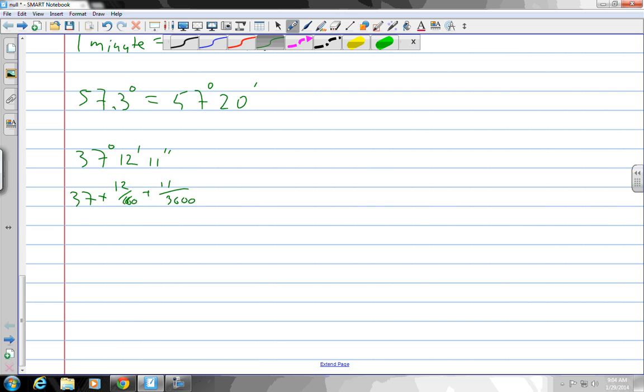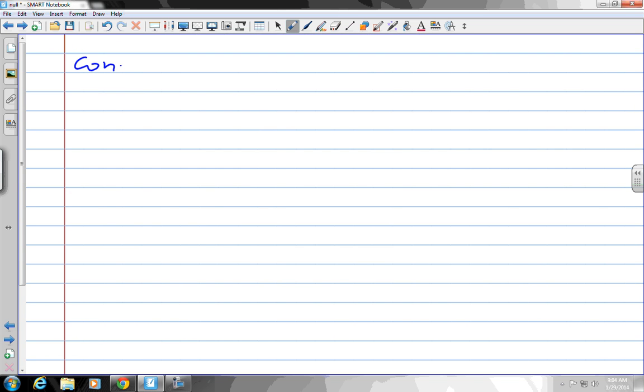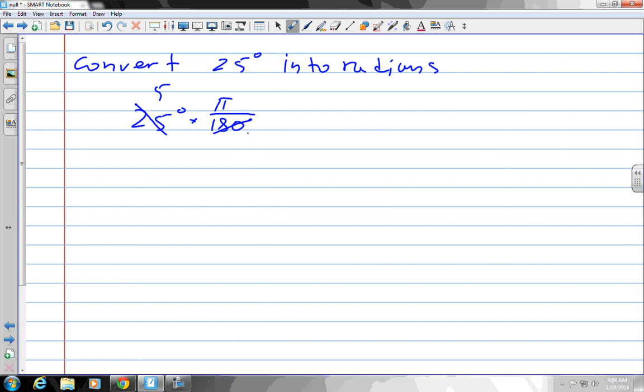But just playing with conversions, if I ask you to convert, I don't know, 25 degrees into radians, you just have to take 25 degrees and multiply it by pi over 180 degrees. So degrees cancel, you're going to end up with a real number, right? We can probably reduce it somewhat. We can reduce this by 5 and this by 5, so we have 36. So we get 5 pi over 36.